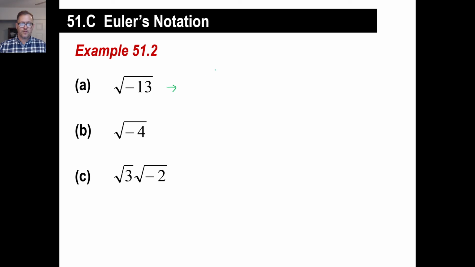Okay. On A, you should have said the square root of 13 times the square root of -1, which is, by definition, the square root of 13 times i. Make sure the i is a little bit outside the radical because it's not really included in that. On B, you probably recognize that's the square root of 4 times the square root of -1, which is 2, and then the square root of -1, by definition, is i. Just like those previous ones on the previous page.